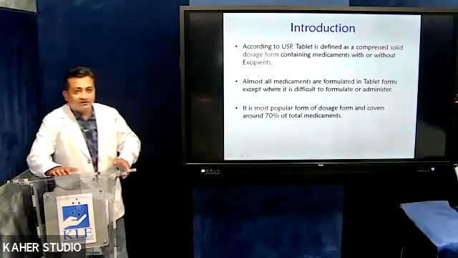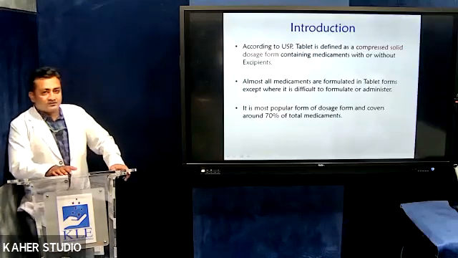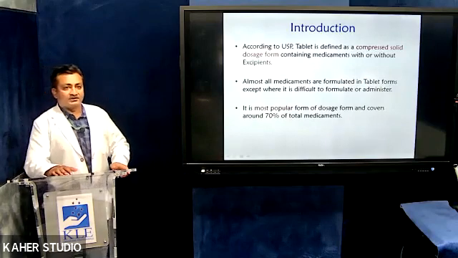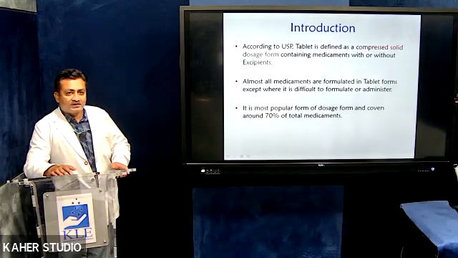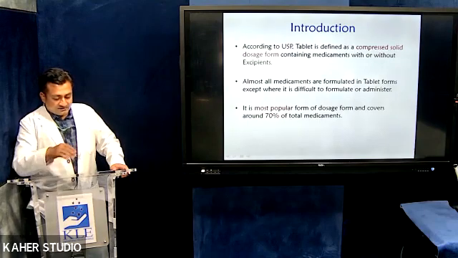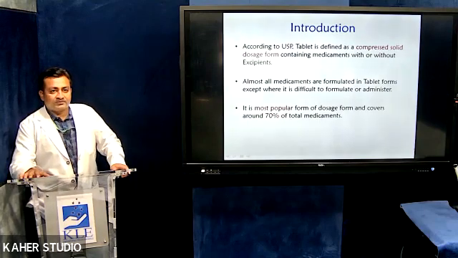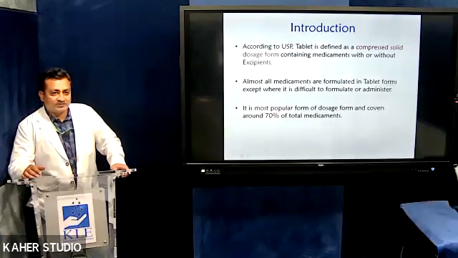As per the definition according to IP or according to USP, a tablet is defined as a compressed solid dosage form containing medicaments with or without excipients. So tablets are nothing but solid dosage forms which contain medicaments. It may be one medicament or two medicaments with or without excipients, and it is in compressed form.